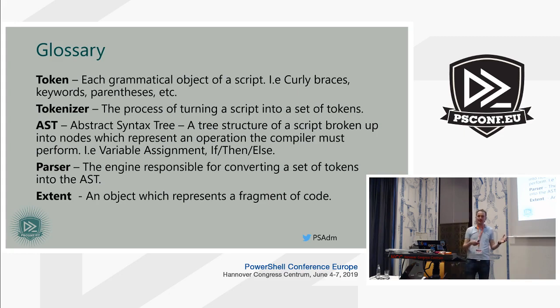The tokenizer is the part of the code that actually turns a script into these tokens. And once these tokens have been made, the parser is the part of the PowerShell engine that puts all these tokens together into a tree-like structure called the AST, the abstract syntax tree. I can't say 100%, but most languages have an AST. I think C# has an AST. I think Python has an AST. This is something that's very common in programming languages.